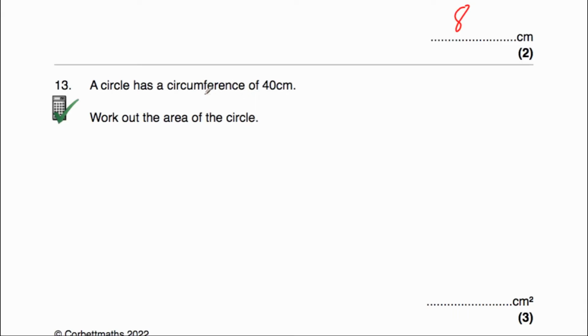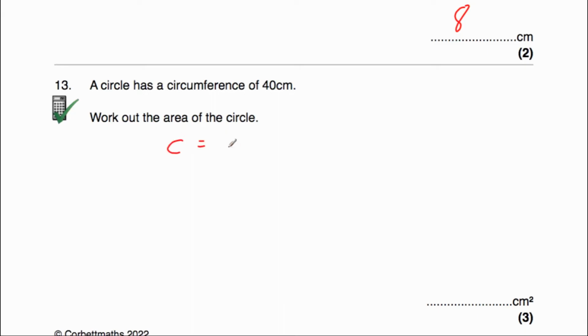I like question number 13 because we've got the circumference of a circle, so we're using the circumference of the circle and the area of the circle. Circumference is pi times diameter, but area is pi r squared. So we've got our circumference of the circle as 40 centimeters. And to work out the area of the circle, we're going to need to use pi r squared. So we need to find the radius of the circle. So we know the circumference is 40 centimeters.